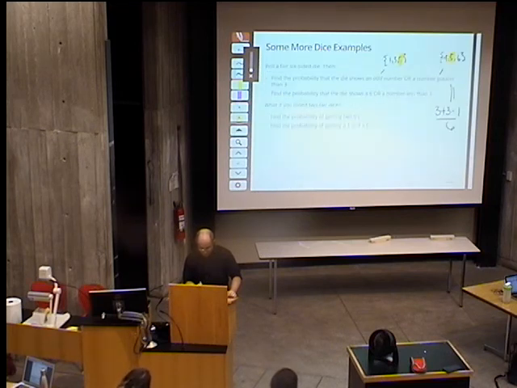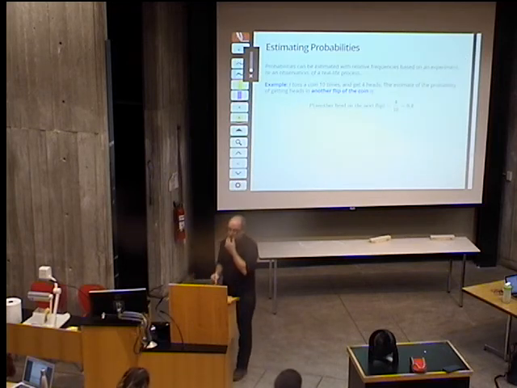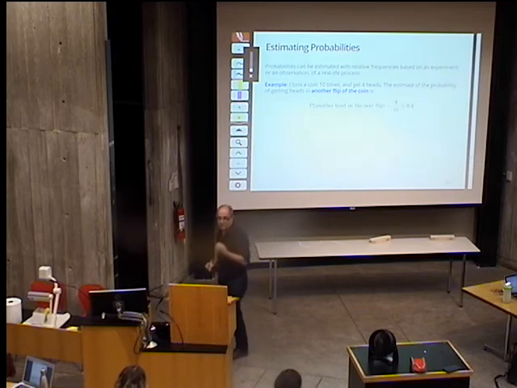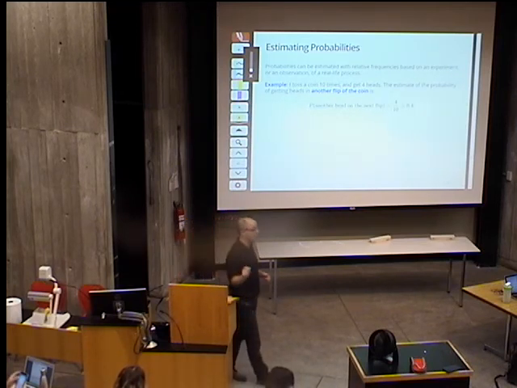I'll leave the other dice rolls. Just practice. It's just kind of trying to get your head around how you set them up. For discrete cases, it's reasonably straightforward. Probabilities can be estimated with relative frequencies based on experiment or observation as well, and this was the whole point of this type of regression.